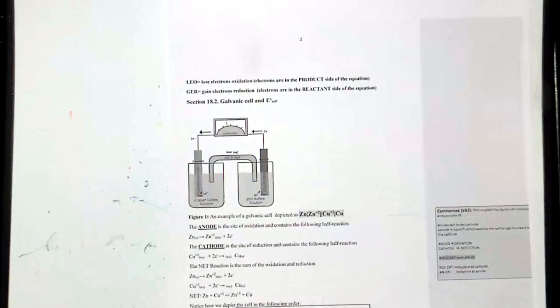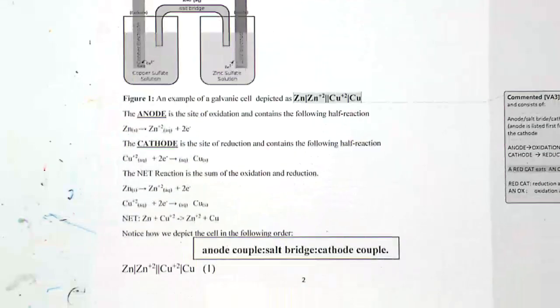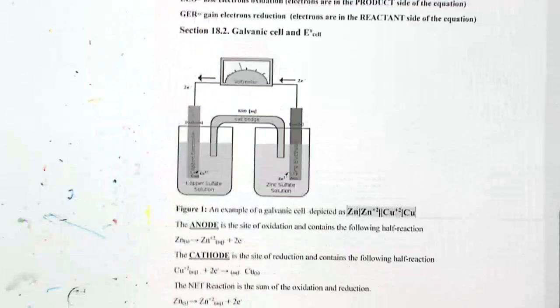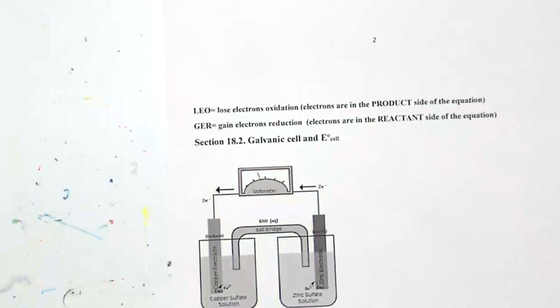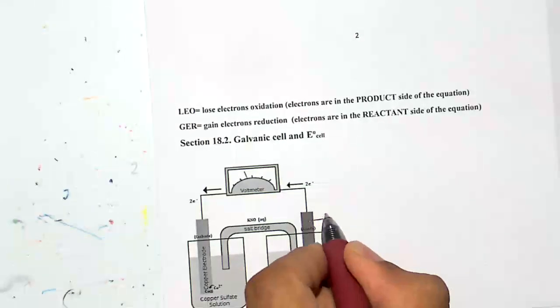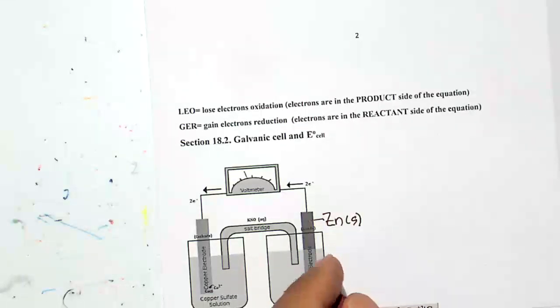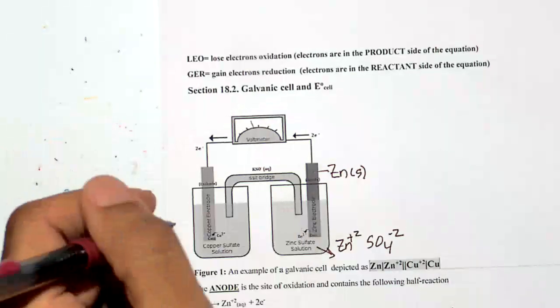All right, so there's a notation that I'd like you guys to know here. So you do an anode couple, salt bridge, cathode couple. This is what I mean when I say that. So you take a zinc electrode, zinc solid, and it's in a bath. The bath contains zinc sulfate that's dissolved in water.